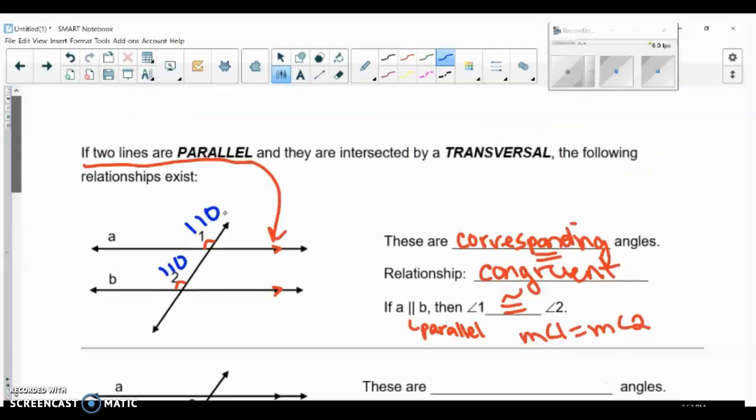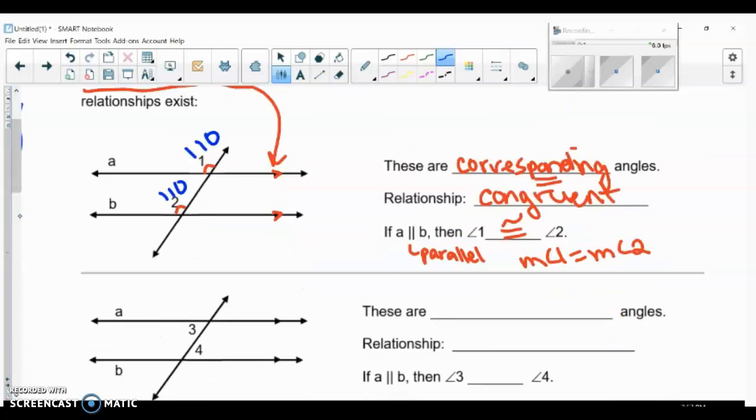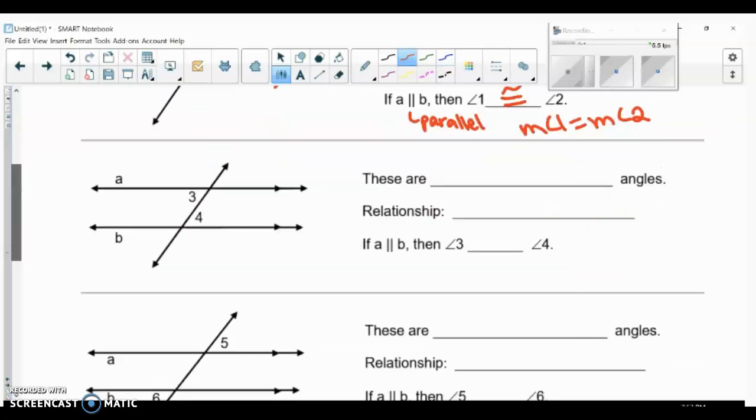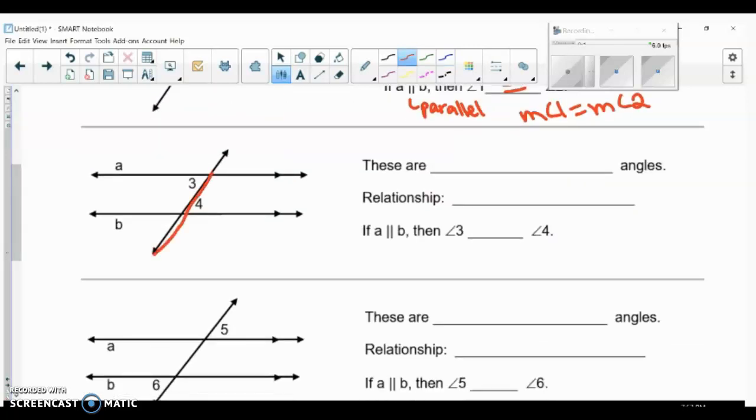Alright, next. We're trying to scroll down. It's a struggle. Smartboard doesn't want to scroll.